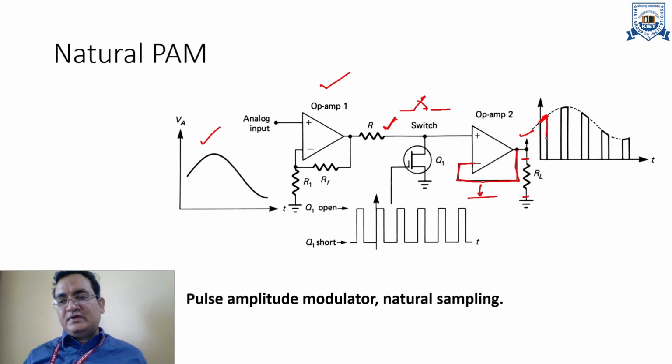When the switch is off, definitely you will not get anything at the output. Once the switch again touches the on state, it will provide the input value directly to the output. So this is the way this circuit works. This is a pulse amplitude modulator for natural sampling.